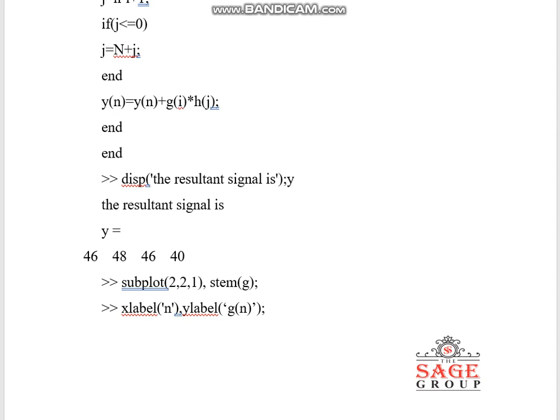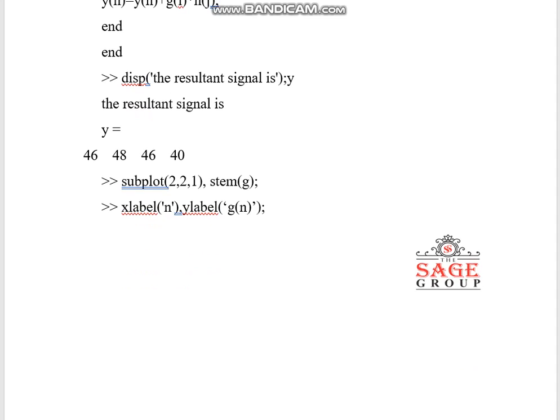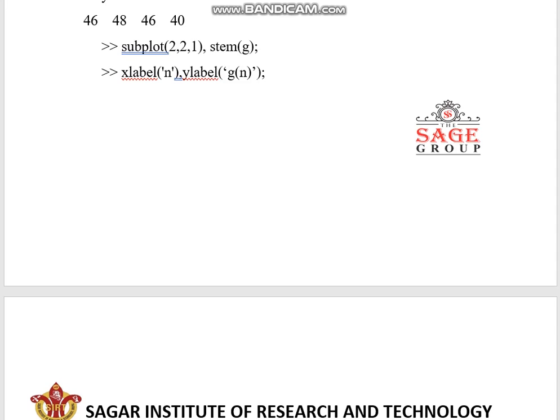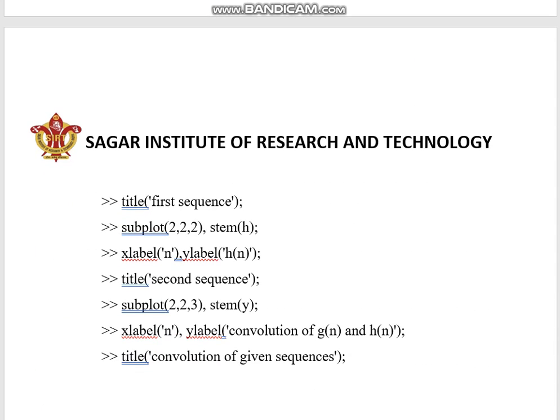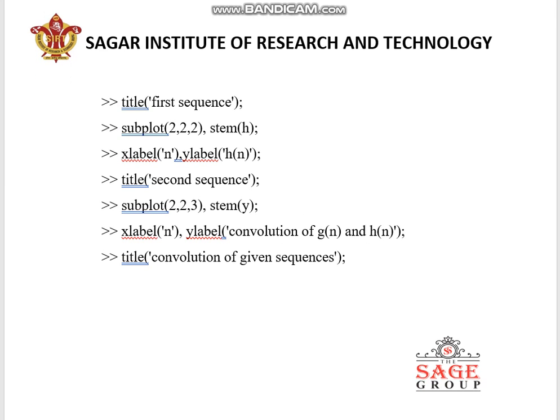Now I want to plot the results of the three sequences g, h and y. I'll use subplot(2,2,1), stem g, xlabel n, ylabel g(n), and title will be first sequence. Similarly for the second sequence, I will choose the second position, so subplot(2,2,2), stem h, xlabel n, ylabel h(n). Title will be second sequence. Now for the circular convolution sequence y(n), subplot(2,2,3), stem y, xlabel n, ylabel convolution of g(n) and h(n). Title will be convolution of given sequences.